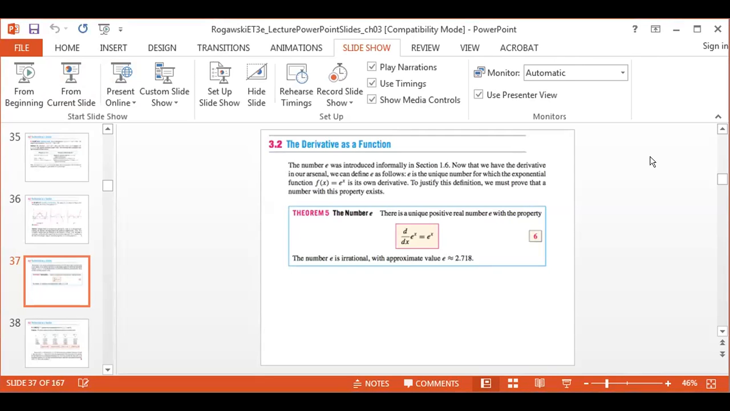Answering a chat question: so what is e? What does this number mean?